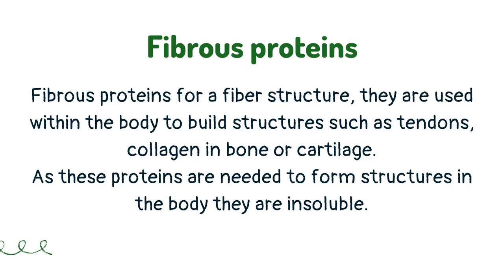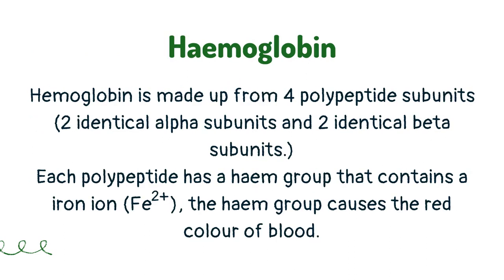Fibrous proteins form a fiber structure. They are used within the body to build structures such as tendons, collagen in bone or cartilage. As these proteins are needed to form structures in the body, they are insoluble. Hemoglobin is made up from 4 polypeptide subunits, 2 identical alpha subunits and 2 identical beta subunits. Each polypeptide has a haem group that contains an iron ion. The haem group causes the red color of blood.